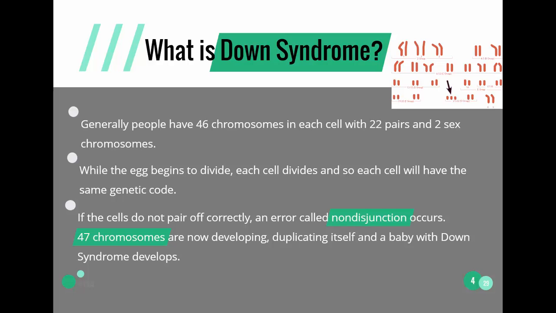Generally, people have 46 chromosomes in each cell with 22 pairs and 2 sex chromosomes. So that's 22 times 2 gives you 44. Add 2 obviously gives you 46. While the egg begins to divide, each cell divides, and so each cell will have the same genetic code. If the cells do not pair off correctly, an error called non-disjunction occurs. 47 chromosomes are now developing, duplicating itself, and a baby with Down syndrome develops.